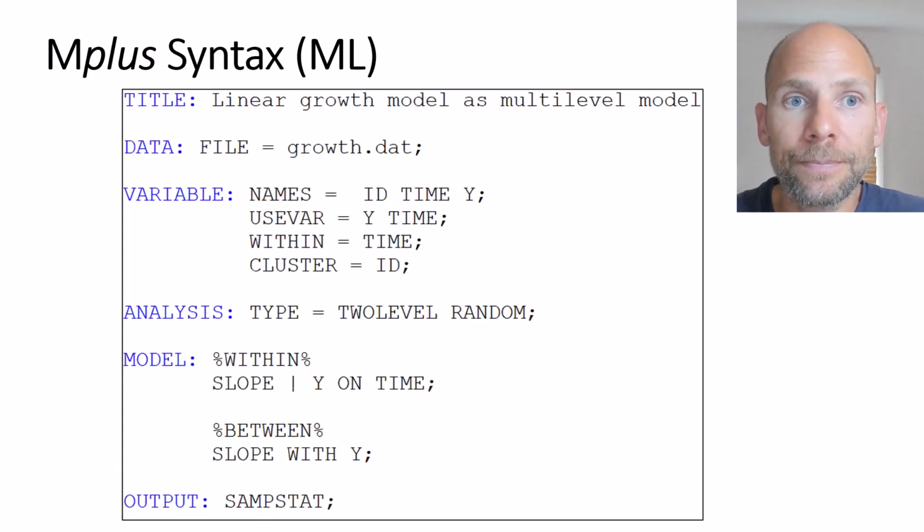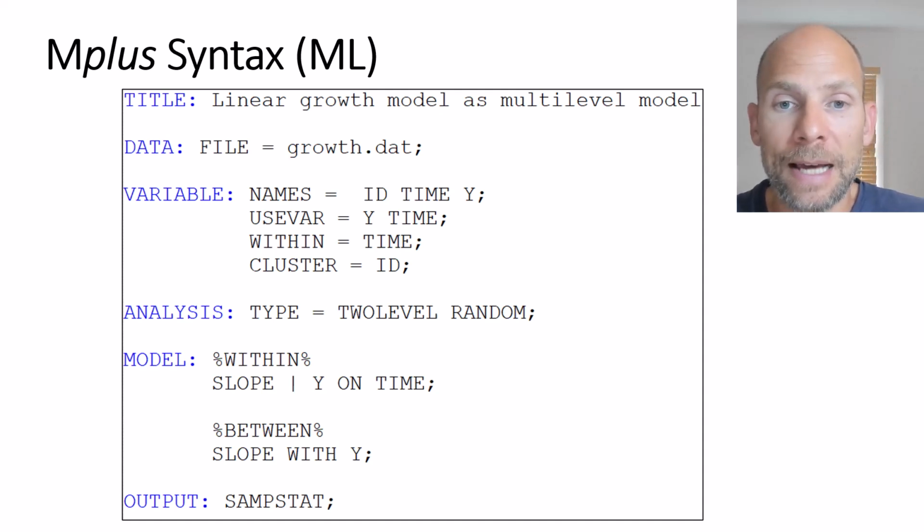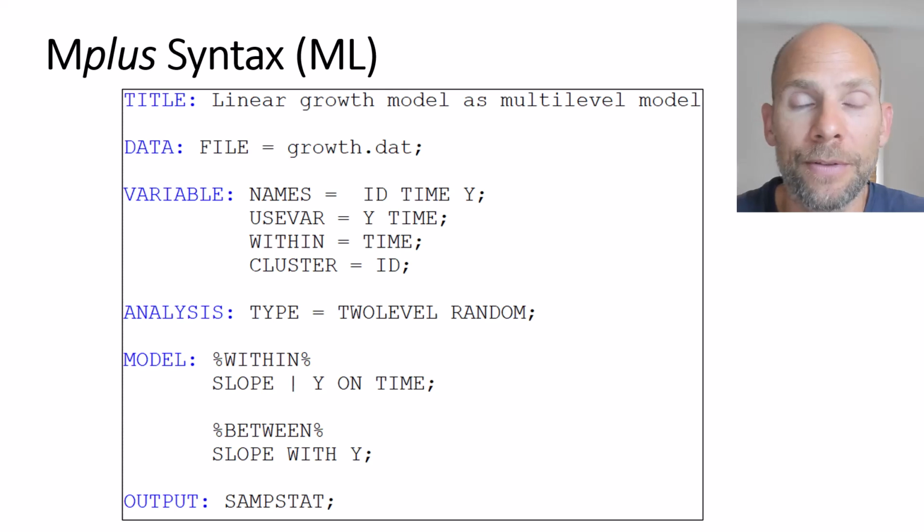Now here's the Mplus syntax for a growth curve model specified as a multi-level model. You can see that this is a little bit more complicated. We need more commands for that. Specifically in the variable command, we not only need our names command, but also a use variables command so that we can pick the relevant variables from our names list. In the model, we will only use the outcome variable y as well as time. We won't use the ID variable. Therefore, we need to have a use var command.